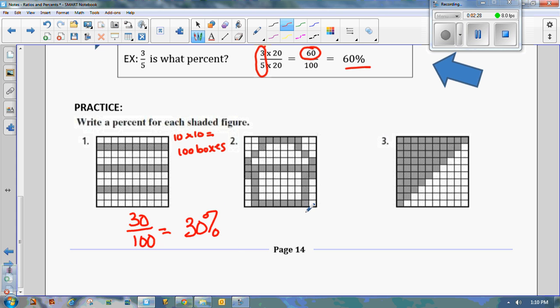Here on number 2, again, a 10 by 10, so a total of 100 boxes. When you count these boxes up, we have a total of 40 boxes that are shaded. So we have a total of 40 out of 100, which is equivalent to 40%. Pause the video, take a couple minutes, and write the percent for the shaded figure here on number 3.